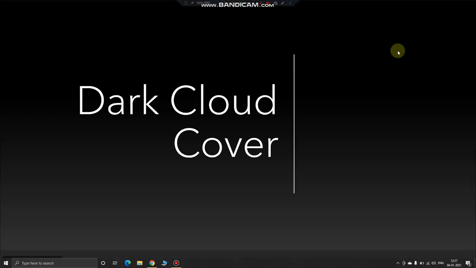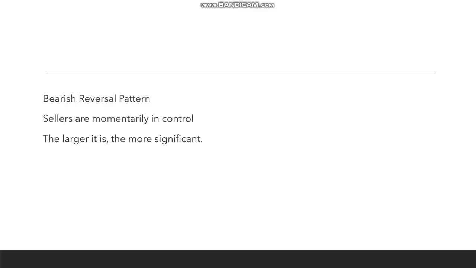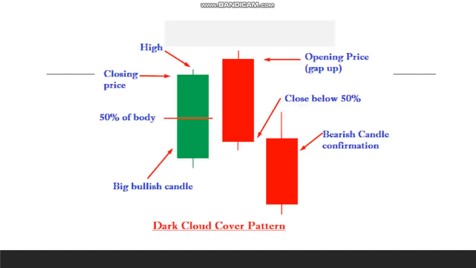Dark cloud cover. As mentioned earlier, dark cloud cover is the opposite of the piercing pattern. So it's a bearish reversal pattern where sellers are momentarily in control. The larger it is, the more significant. So let's try to understand how a dark cloud cover looks.